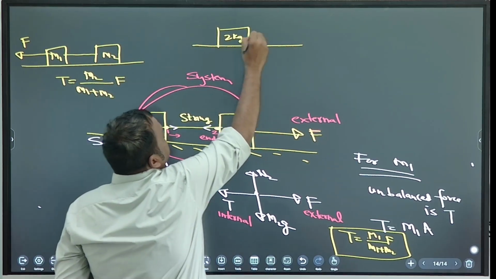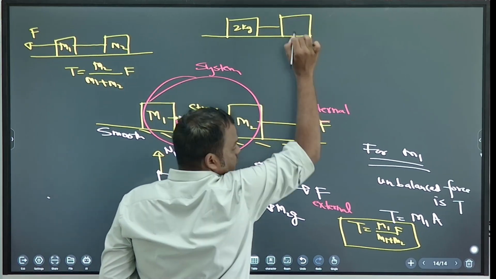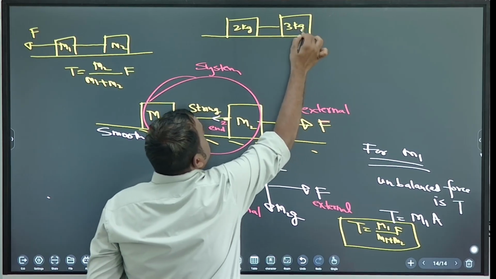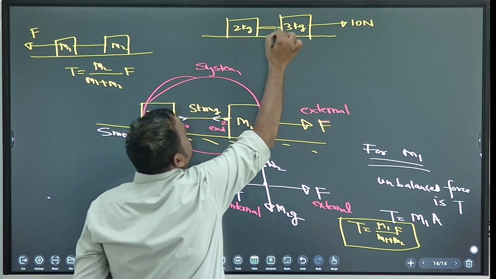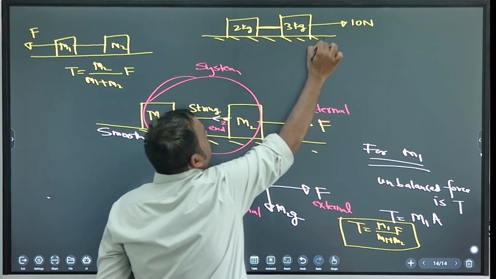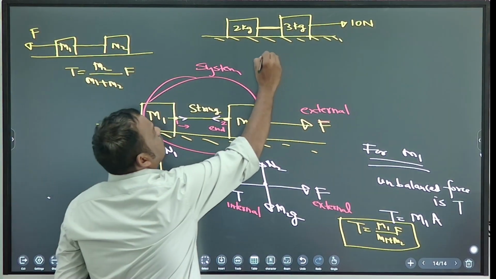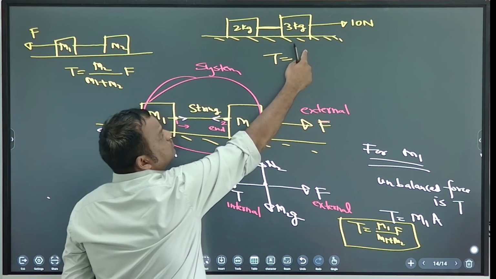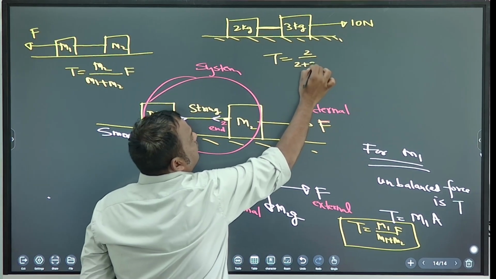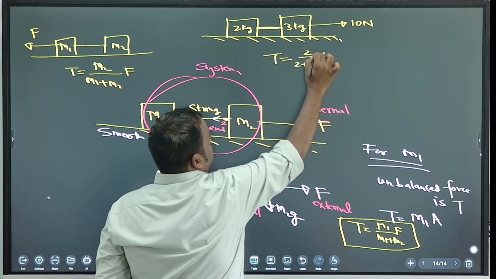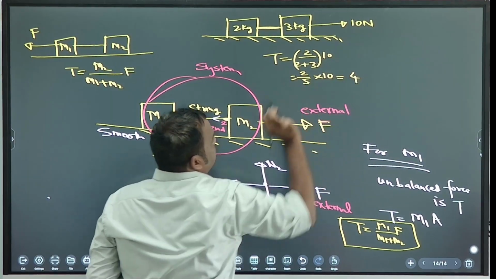Suppose this is 2 kg, this is 3 kg. So this is 10 Newton force. Tell me, what is the tension on the string? How will you find tension on the string? Tell me, what do I write? Numerator? 2 or 3? 2. Very good. 2 by 2 plus 3 into 10. 2 by 5 into 10. 4 Newton.